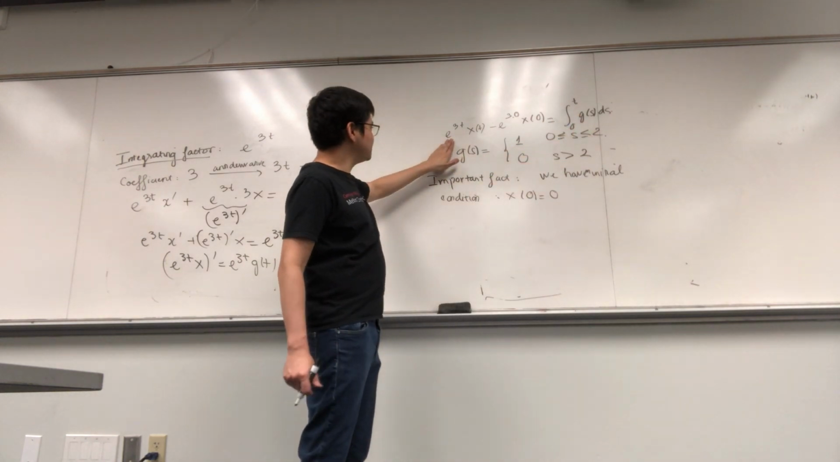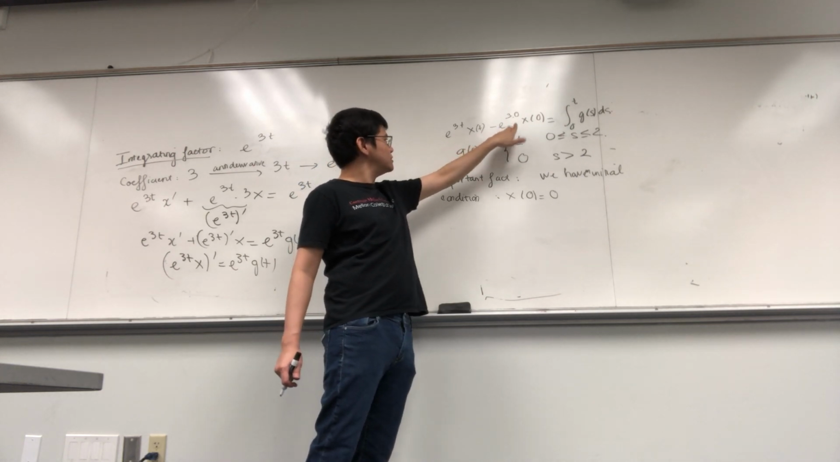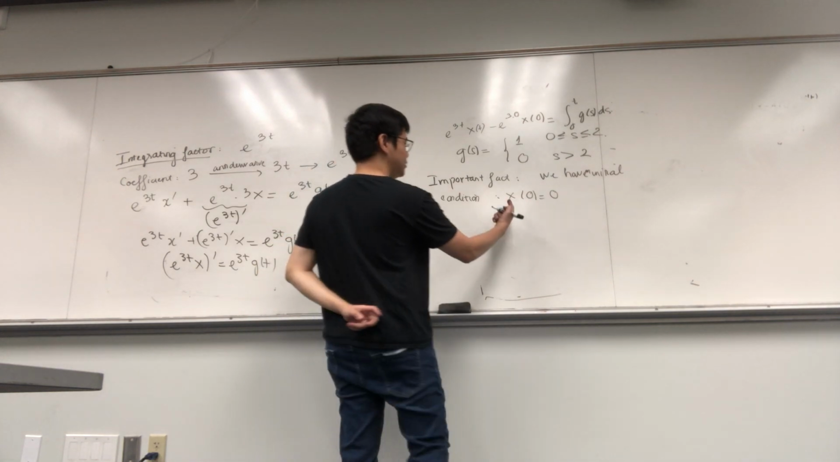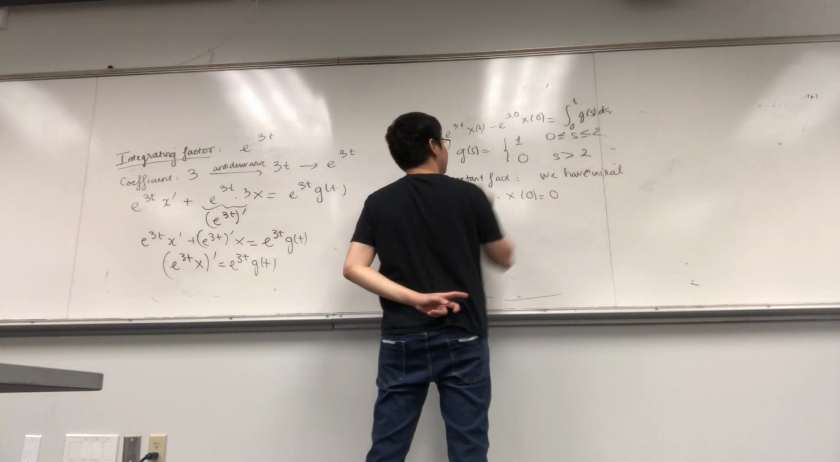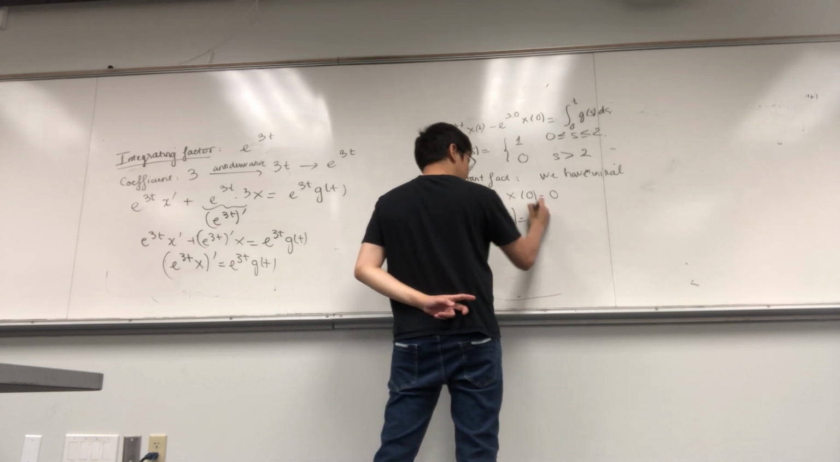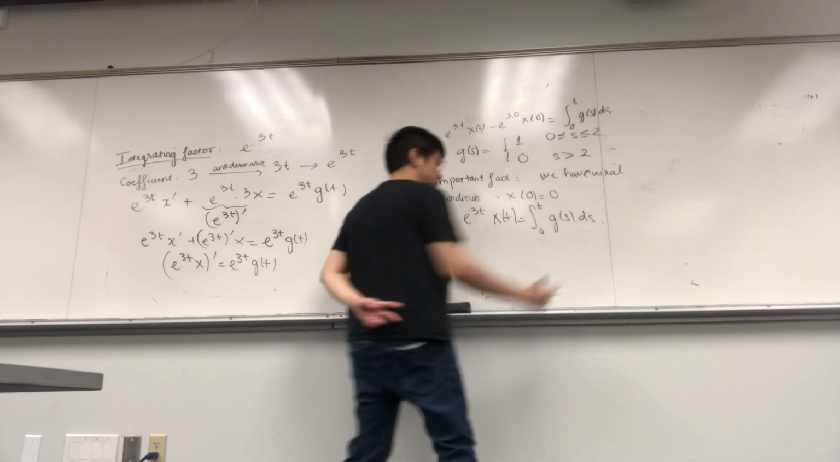I'm going to have a difference between e to the 3t x minus e to the 3t x at the point 0. So the initial condition x(0) is 0, so I'm going to have e to the 3t x(t) will be the integral from 0 to t of g(s) ds. All right?